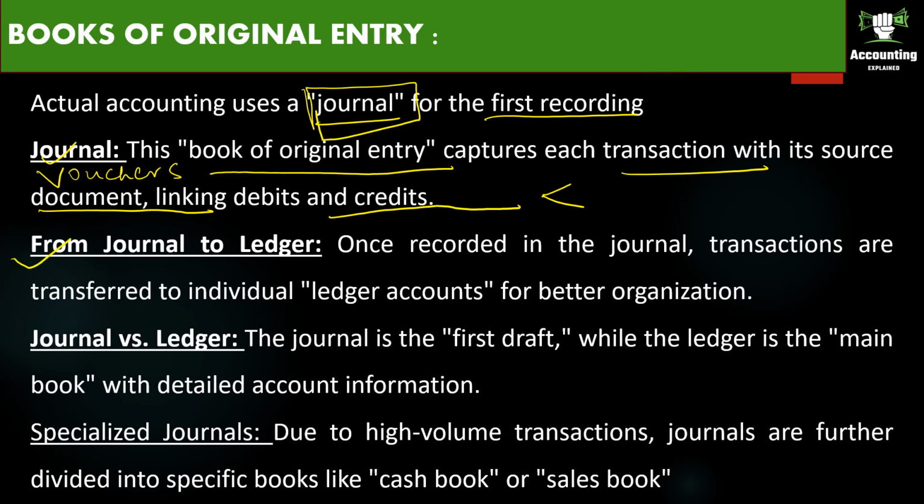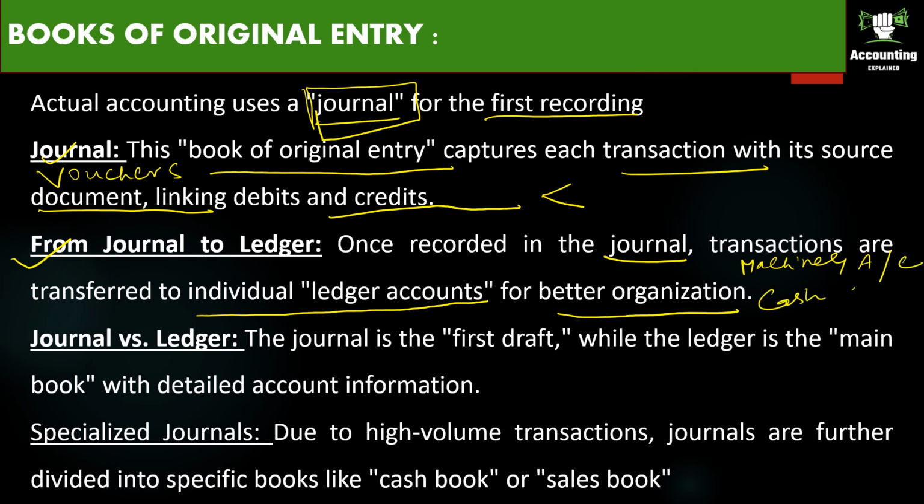From journal to ledger. Once we have entered the transaction in the journal, from there it will be posted to the ledger. See here, once recorded in the journal, transactions are transferred to individual ledger accounts for better organization. For example, if the journal entry has machinery and cash account in it, then the machinery amount will be transferred to the machinery account and the cash amount will be transferred to the cash account or the cash book.